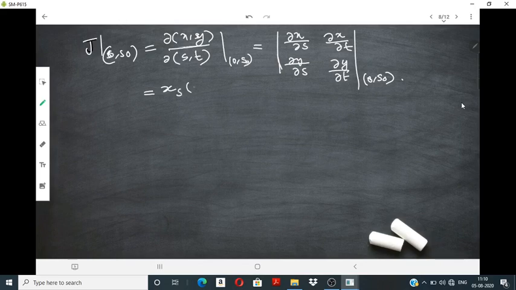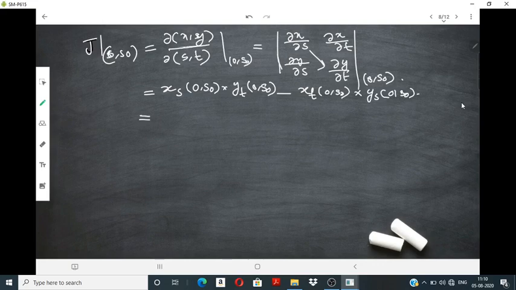Xs at the point 0 is not into yt at the point 0 is not, minus xt at the point 0 is not into ys at the point 0 is not. Okay, again, we have one more notation for this one.